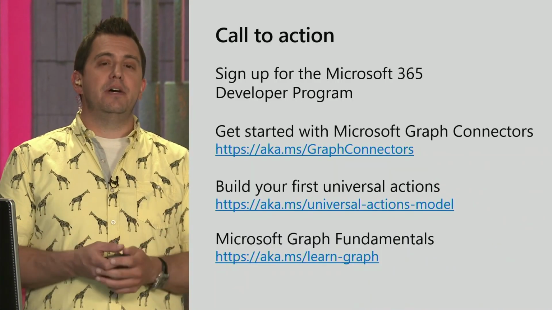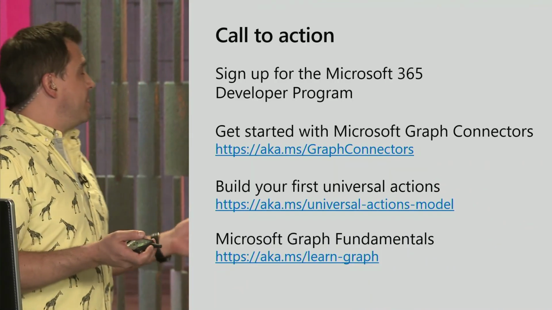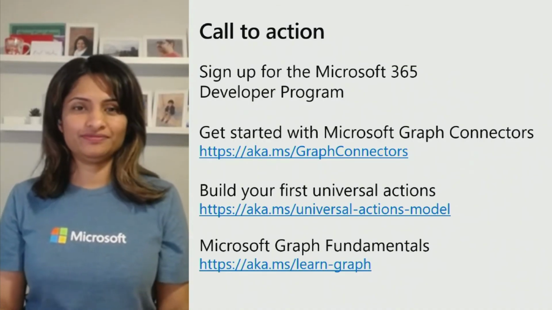So to get started, you can go sign up for the Microsoft 365 developer program right now. And then from a Graph Connectors perspective, it's nice and easy. aka.ms/graph connectors will get you started on all this stuff today. Rabia, from your perspective, how do they get started with actionable messages and adaptive cards and so forth? Yeah, so for the new universal actions, you can go to aka.ms/universal-actions-model to learn all about it.